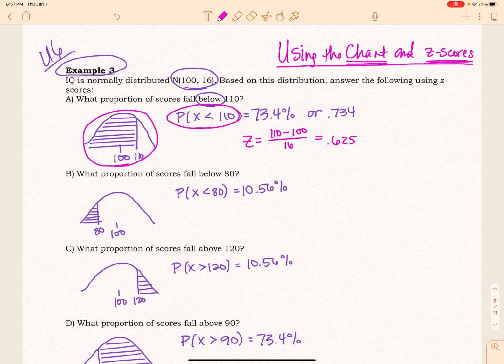I want you to notice something practically here. Remember when we talked in the other video about z-scores, what they mean. This tells me that the value of 110 for IQ is 0.625 standard deviations above the mean. I know it's above the mean because it's positive, and I know that it's less than 1 standard deviation because it's below the value of 1. So keep that in mind. Just think logically about it. It'll help you understand it a little bit better if you're thinking of it in context that way. So we need to look at our chart.